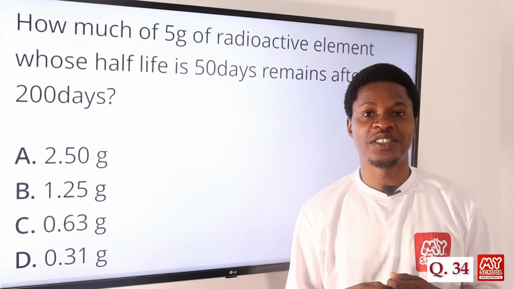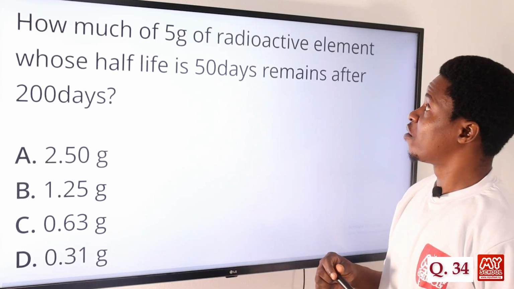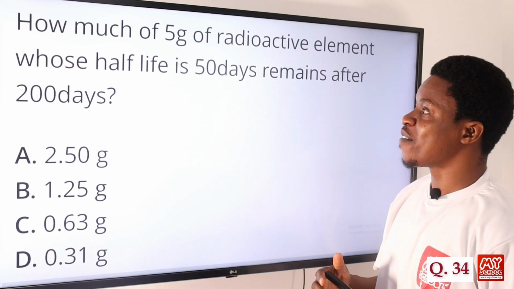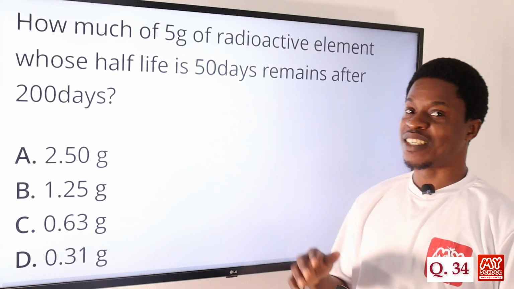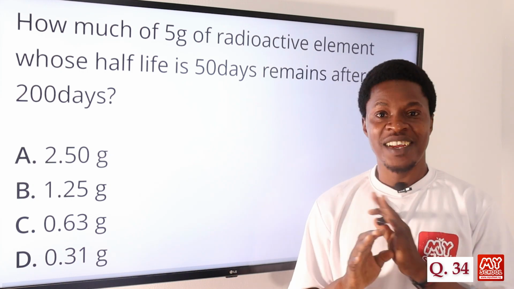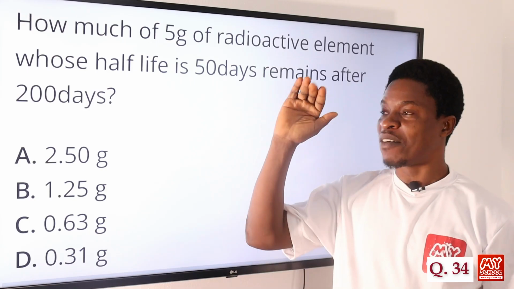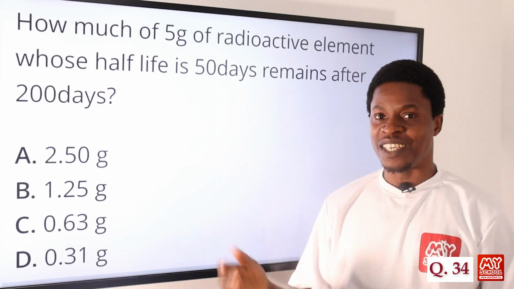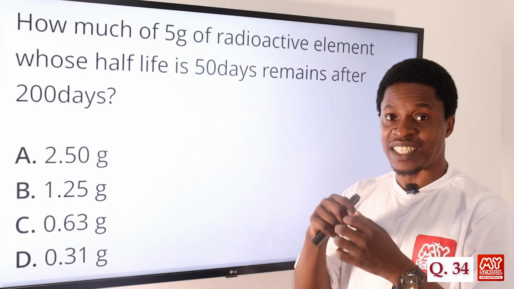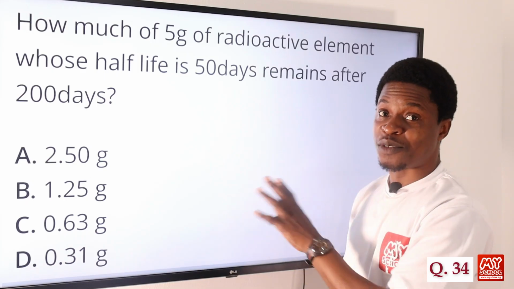Now we move on to question number 34. How much of 5 grams of radioactive element whose half-life is 50 days remains after 200 days? In fact, please just go to our video lessons in chemistry. We have done all of this. Radioactivity, we have treated, we solved so many examples on that. So if you have any difficulty, you can go there and try to get what we have. But for the sake of this, we are going to do justice to it.